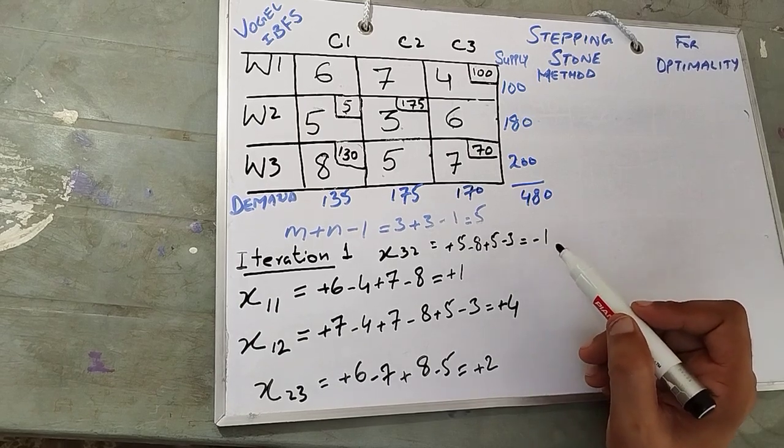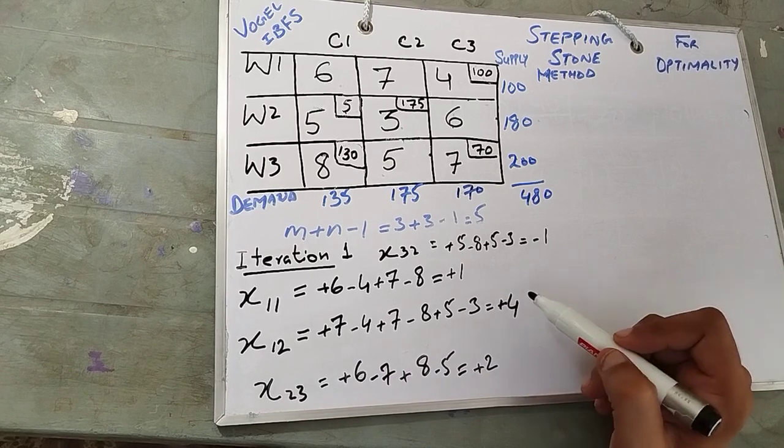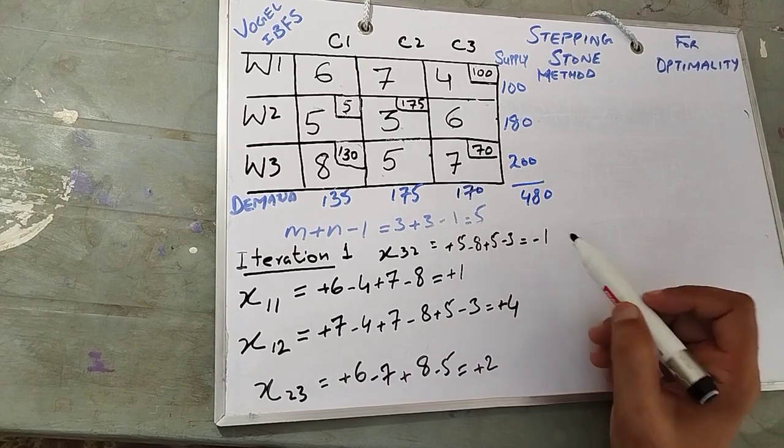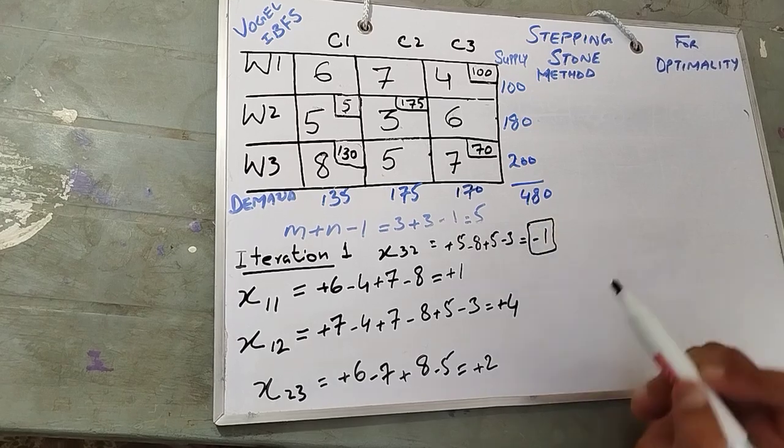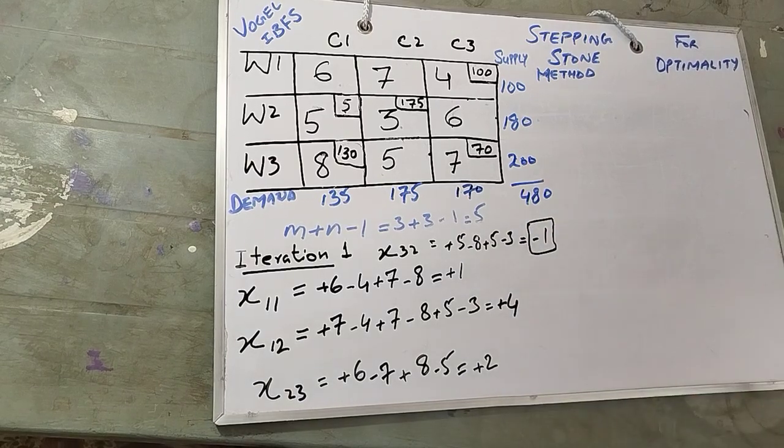So you see we have come up with a negative answer. Now this negative answer tells us that we need to work upon x32, and the allocation has to be changed.